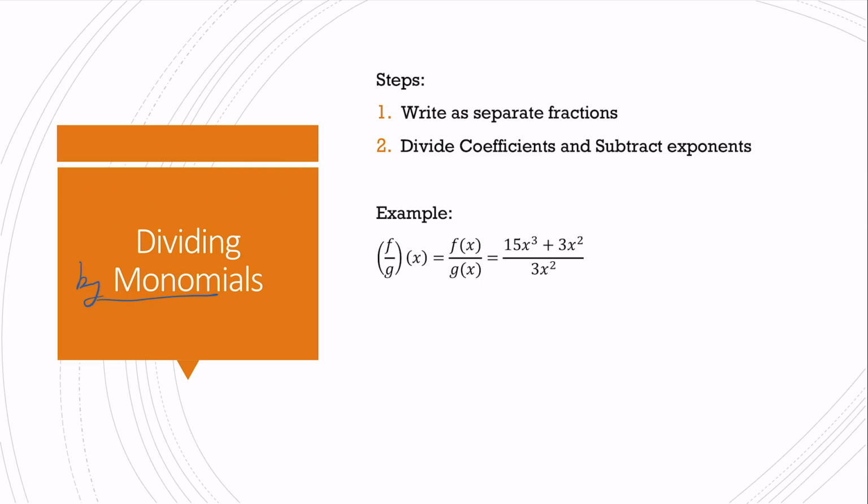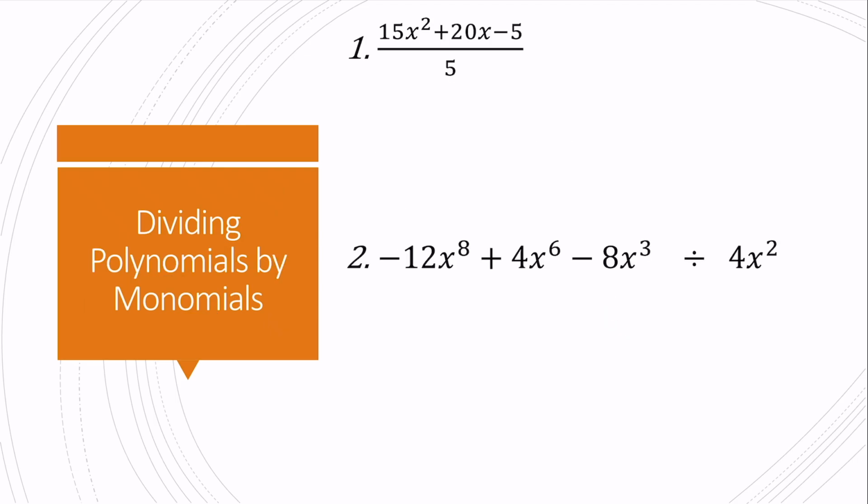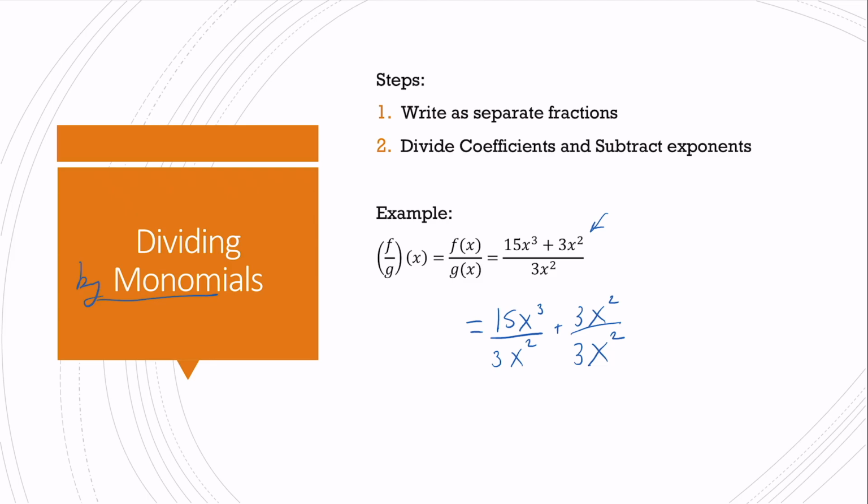So here, if I have f divided by g of x, where f of x is my numerator and g of x is my denominator, I can rewrite this as 15x cubed over 3x squared plus 3x squared over 3x squared. What I've done is I've pulled my fraction apart. I can then simplify as I normally would.